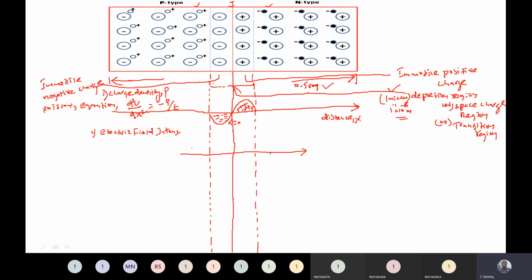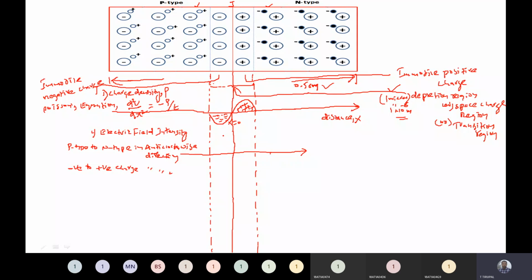Always do remember, electric field intensity moves from P-type to N-type semiconductor in anti-clockwise direction. This is a very important point. In anti-clockwise direction, it will move from P-type to N-type, right? Or it will move from negative to positive charge in anti-clockwise direction.